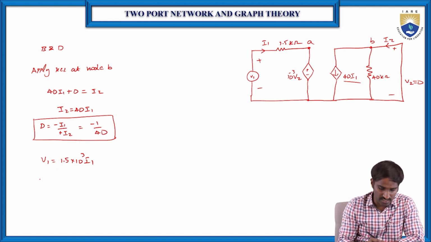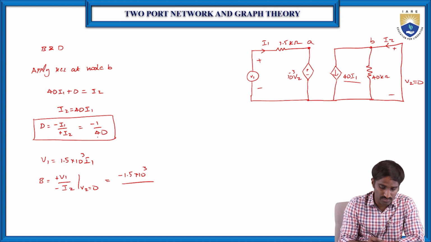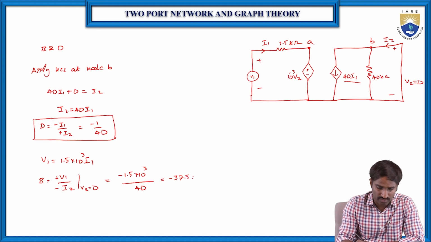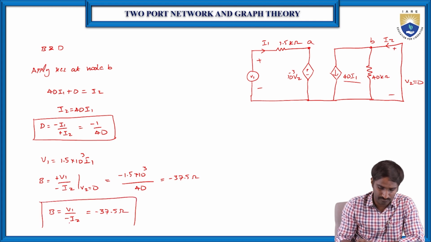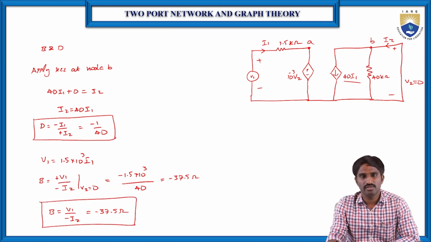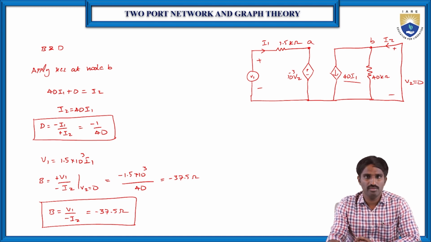From this, we know that B is equal to V1 by minus I2 at V2 equal to 0. So from this equation, minus 1.5 into 10 to the power of 3, and here I2 is equal to minus 1 by 40, so we get 40, which is equal to minus 37.5 ohms. So B is equal to V1 by minus I2, which is equal to minus 37.5 ohms. In this way we can find the value of B. Now we have the values of A, B, C, D.